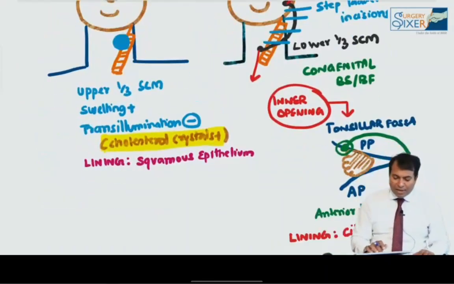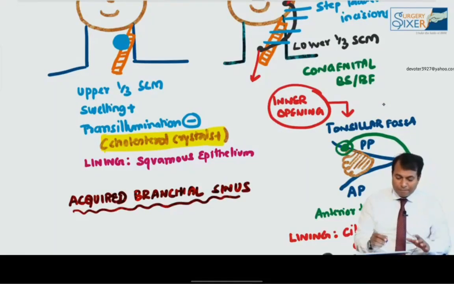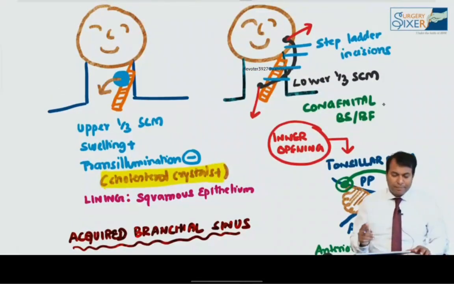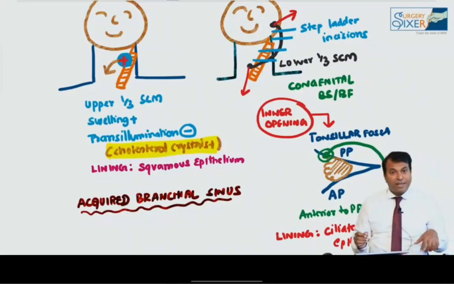Is there anything known as an acquired branchial sinus? Yes, an acquired branchial sinus is a complication of the branchial cyst getting infected and ruptured. That is known as an acquired branchial sinus. Or sometimes the surgeon thinks it is an abscess and puts an incision and drainage, which also causes an acquired branchial sinus.